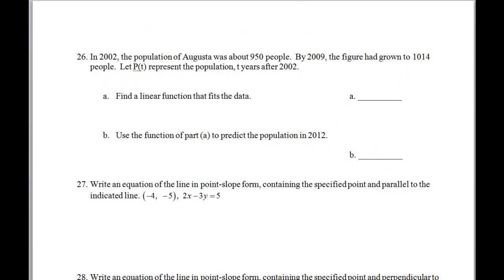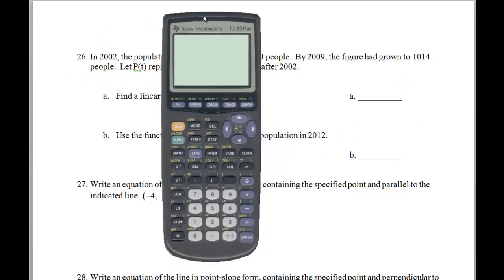Now, if you were to do this on the calculator, and this is going to be important to do for the extra credit, we're going to go to our calculator here, turn it on and get to a clear screen. Click on the Stat button, and then click Enter. Now this gets us to where we can enter our data. We're going to type in 0 and 7, because that was the distance from 2002, and that's the distance from 2009. And then over here, we're going to go 950, and 1,014. This will help us get our formula.